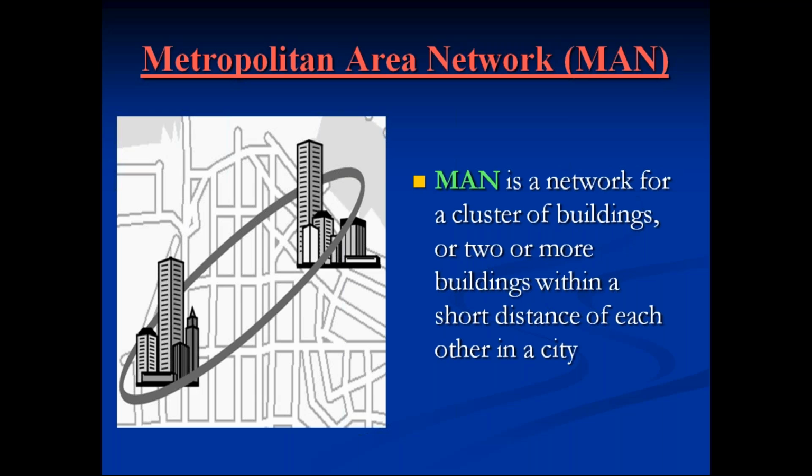So MAN is a network for a cluster of buildings or two or more buildings within a short distance of each other in a city. For example, our traffic policing and railway departments, they are going to use MAN, metropolitan area network. They have wireless sets, that is one side communication, either talking or hearing. So this is MAN. Within the city limits only, we can use the MAN.